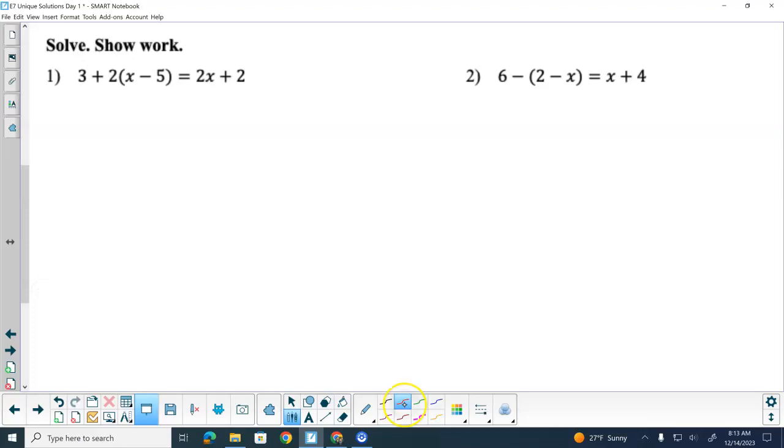Distribute what? The 2. I'm going to take this positive 2 and I'm going to distribute it into the x, and I'm going to distribute it into the negative 5. Okay? So that's going to give me 3, then 1. Plus 2x, then 1. Minus 10, and that's going to equal 2x plus 2. Okay.